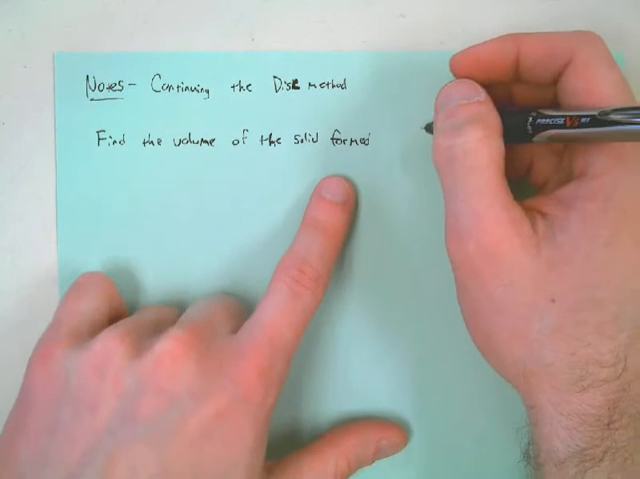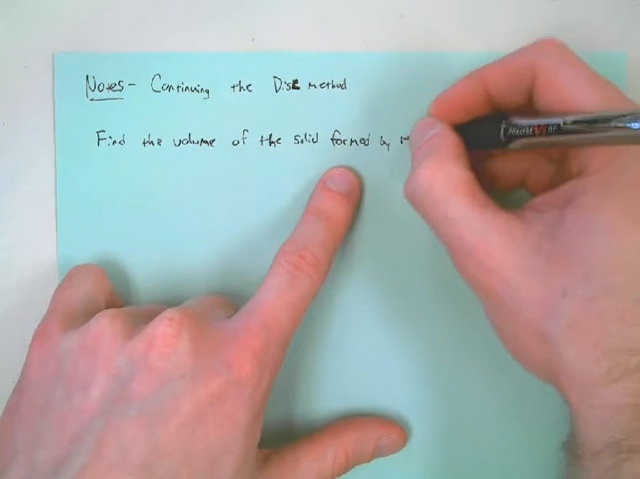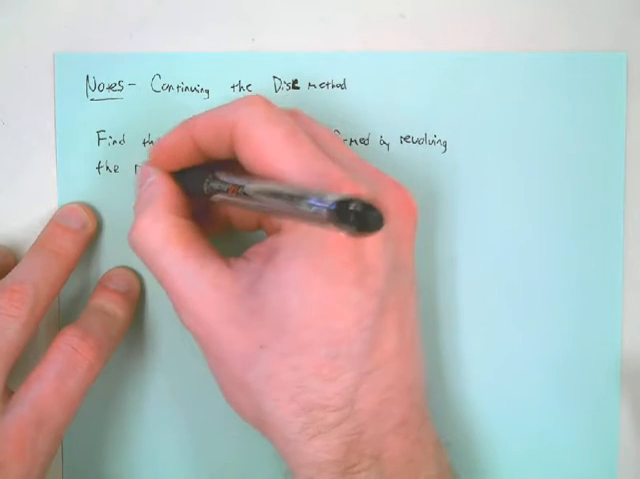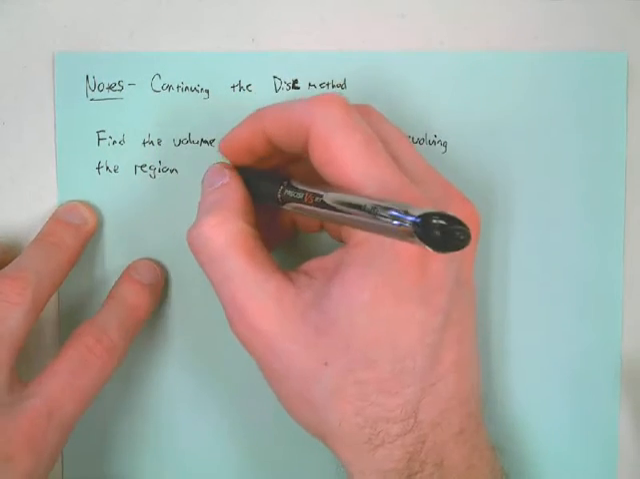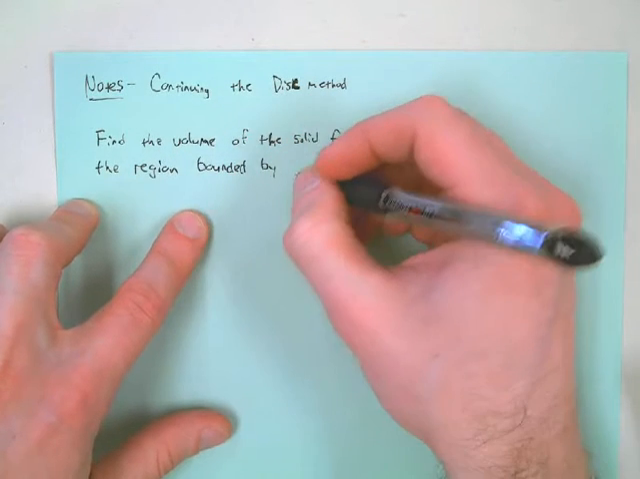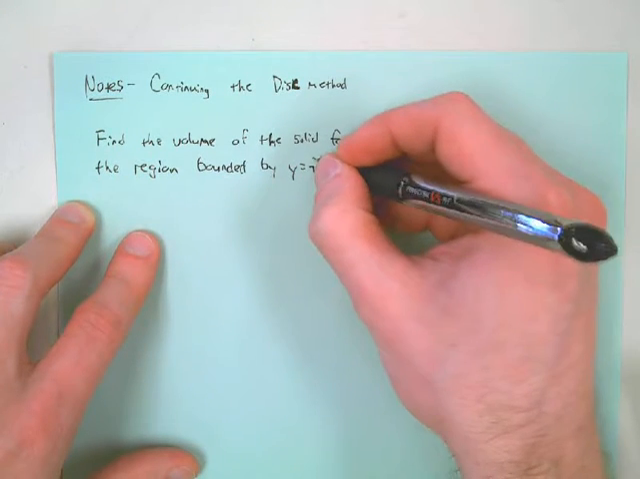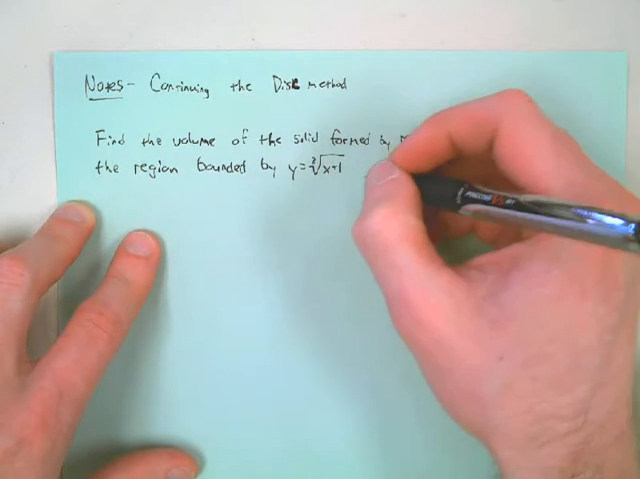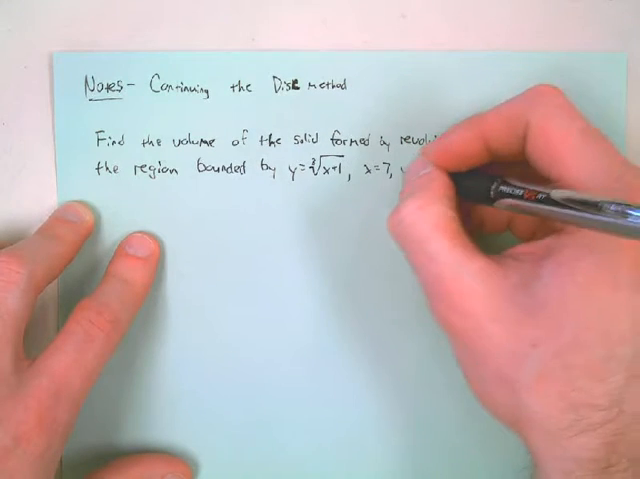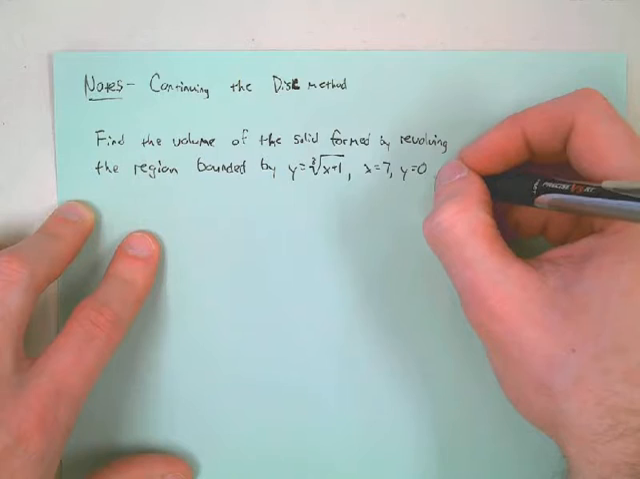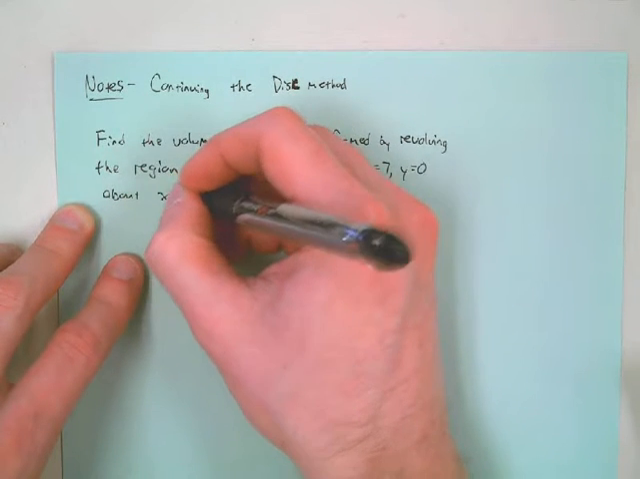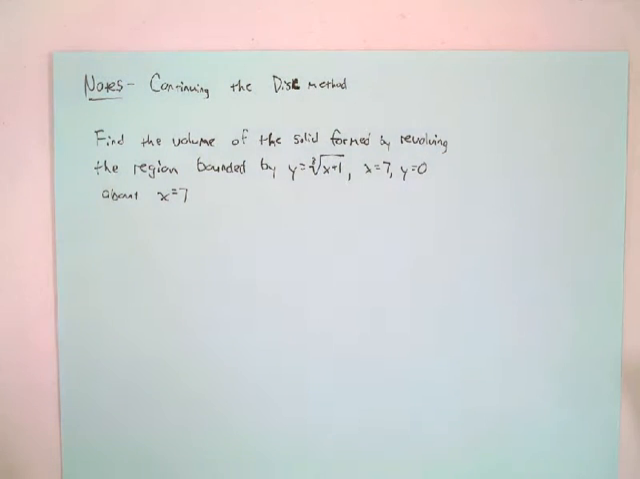Find the volume of the solid formed by revolving the region bounded by y equals the cube root of x plus 1, x equals 7, y equals 0, about x equals 7. Now, we did not do this one yet, I don't think, right?